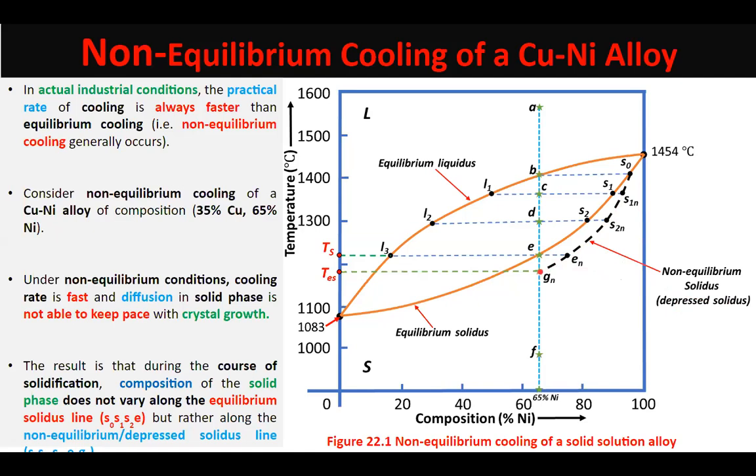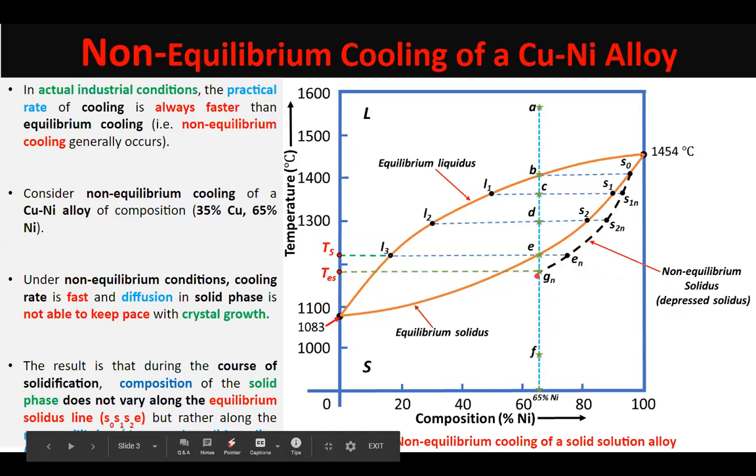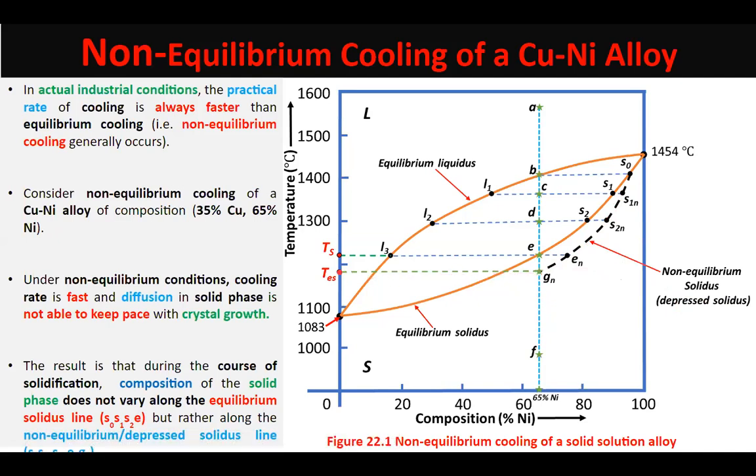So here the solid phase's composition becomes equal to the alloy composition. So it is this temperature at which the solidification practically gets completed. It should have rather got completed over here. So that explains the non-equilibrium cooling of a solid solution alloy under rapid cooling conditions.